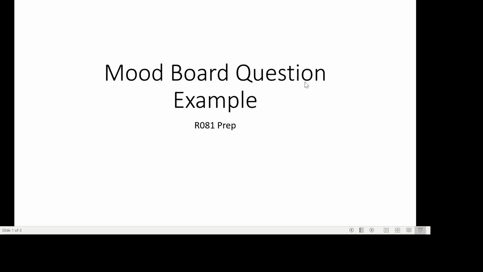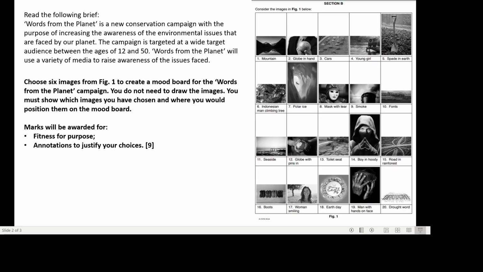Okay, so this was taken from an actual R081 exam paper. It was taken from the June 2018 paper. So, this was the question. First of all, I asked you to read the following brief. Okay, and then I asked you to attempt the following question.